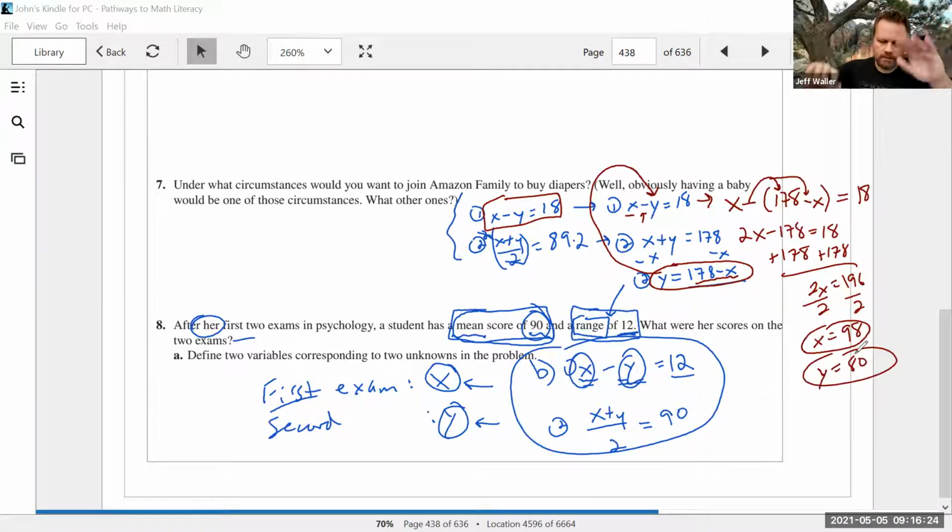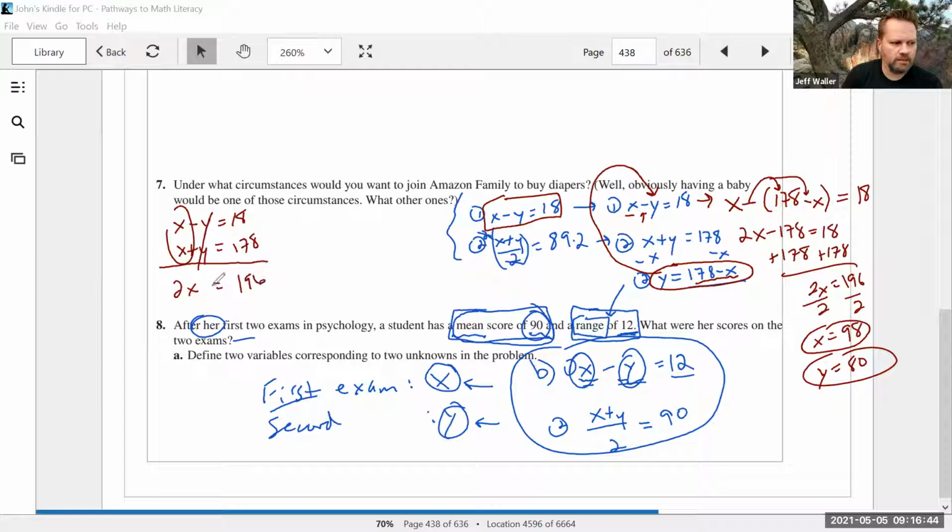All right, that's enough. Real quick on the side here, just in case any of you remember this or are curious, here's what elimination would do. You can add the equations together. So this is 2x, the y's cancel. 18 plus 178 is 196. And do you see how we eventually got to that same equation over here? Yes, Jeff. Okay.